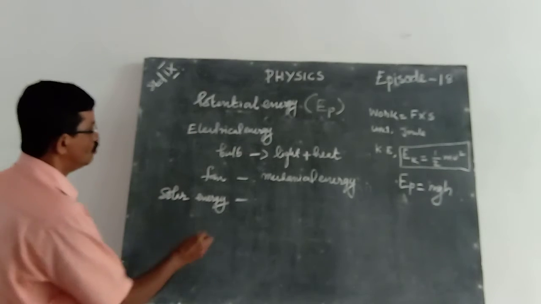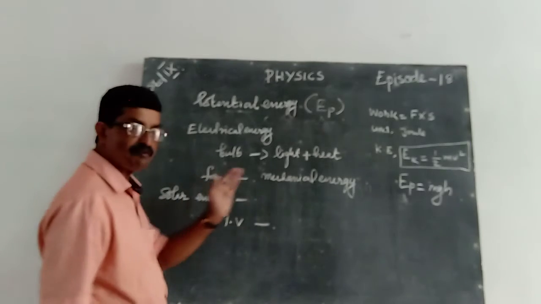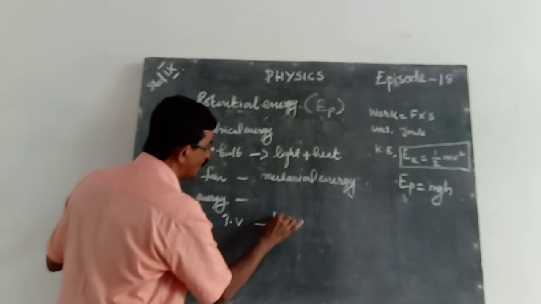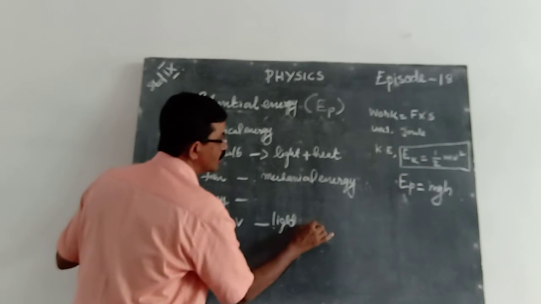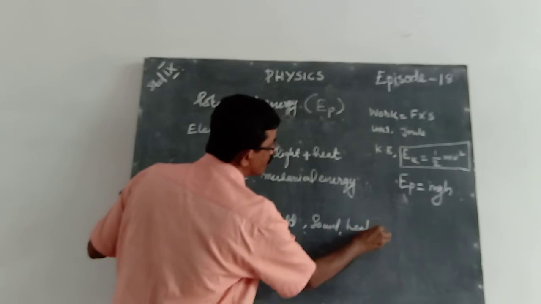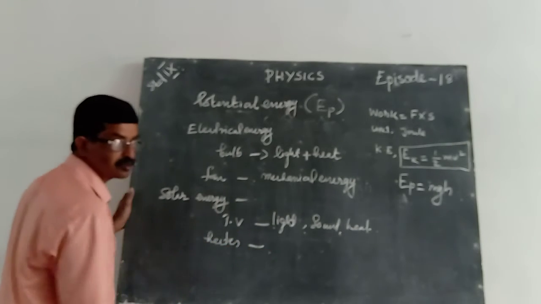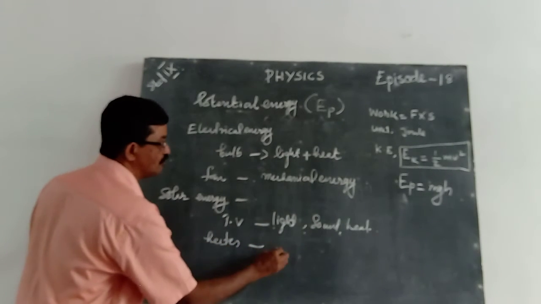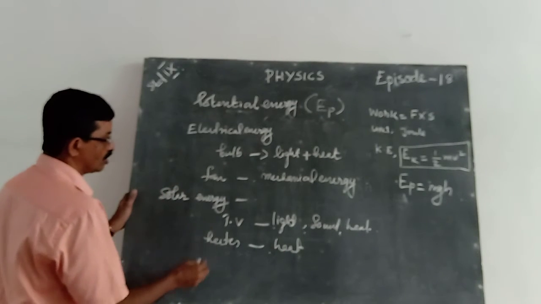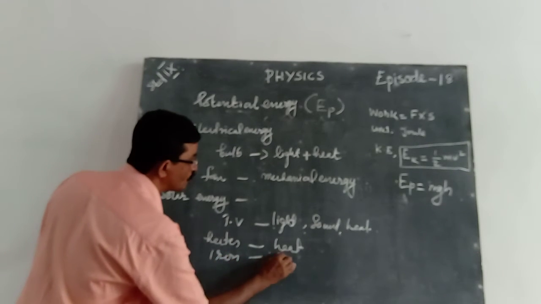And when we consider the case of electrical energy, another appliance that you can remember here is electric bulb, fan, for example TV. There it produces different forms of energy: light, then sound, then a small amount of heat. In an electric heater, electrical energy is converted into heat. Then laundry iron, they also produce heat.